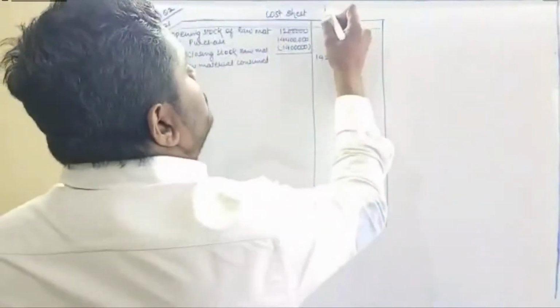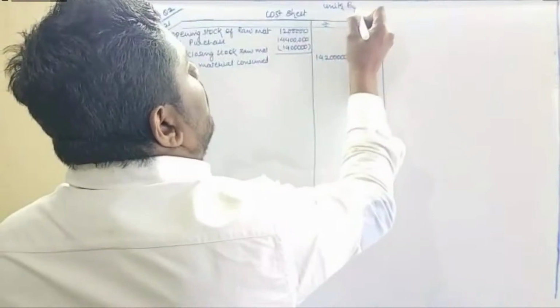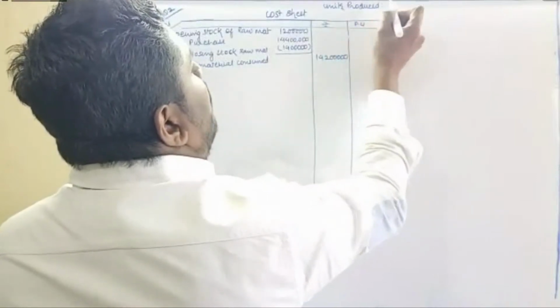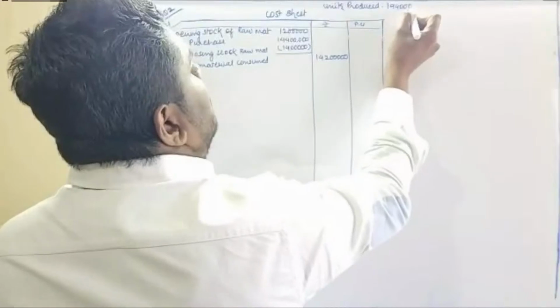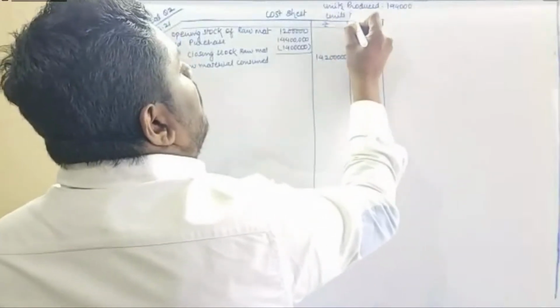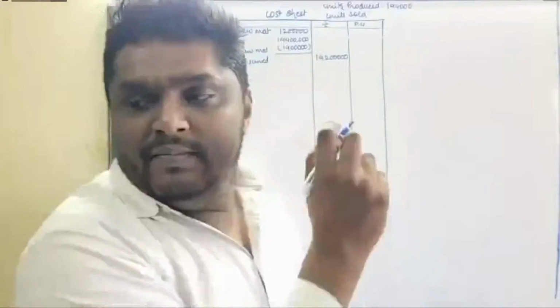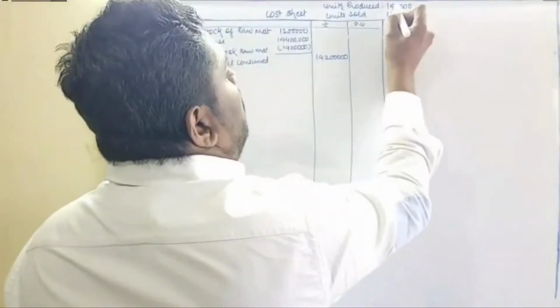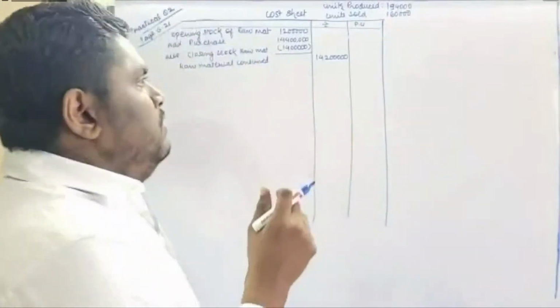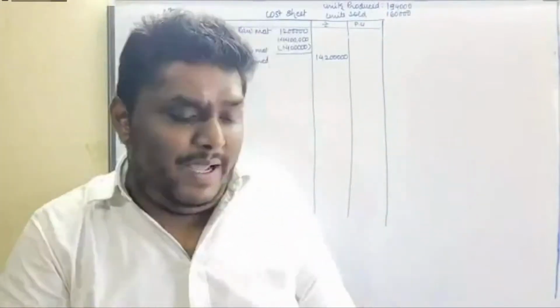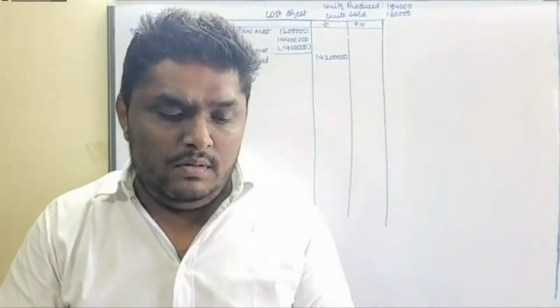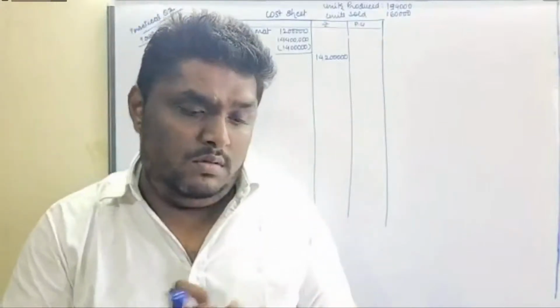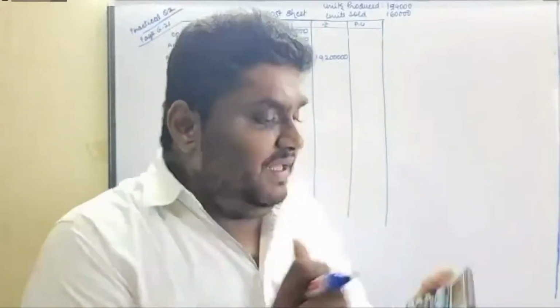Herein in this question, it is clearly given that the units manufactured are 1,94,000. So units produced 1,94,000 and units sold, it is given in the question, units sold are 1,60,000. We'll write these two information also. So 14,20,000 divided by the number of units manufactured. So we'll get the per unit cost, that is 73.19.